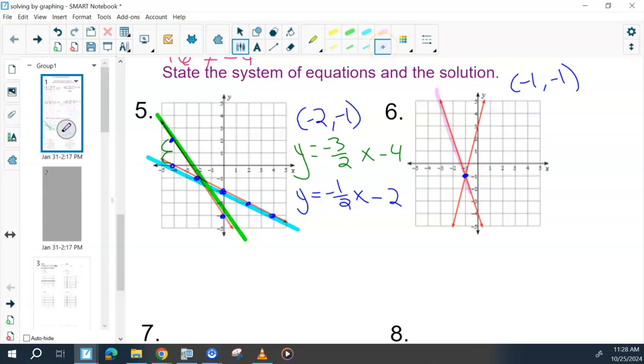So then if I do this line first, we'll call that pink, purple, whatever. This line crosses the y-axis at what point? -4. And then if I'm counting that slope, I'm going up 1, 2, 3 over 1. If I keep doing that, up 1, 2, 3 over 1, 1, 2, 3 over 1. So that would be a -3 slope with a y-intercept of -4.